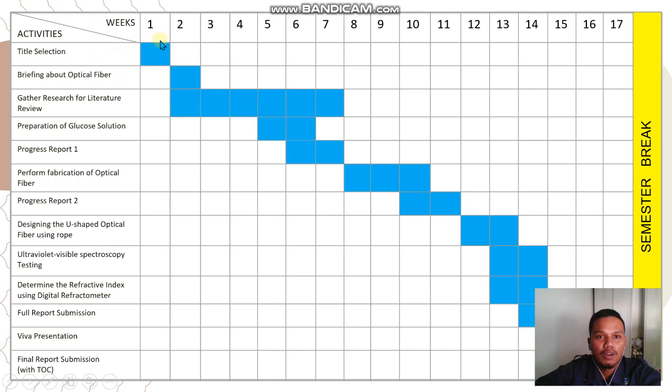For weeks 1 until 2 is title selection and briefing about optical fiber from my supervisor. From week 2 until week 7, I gather some research and information for my literature review. On week 5 until week 6, with the aid of my supervisor, I have to prepare the glucose solution with 5 different concentrations. On week 7, I have to submit my progress report 1.